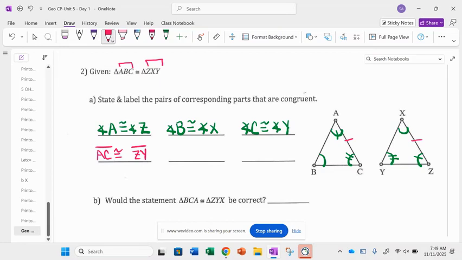Jack M., you want to tell me another pair? Excellent. AB is congruent to, oops, I put a wrong slash here. This was ZY. AB is congruent to ZX. And then last but not least is going to be BC is congruent to XY.